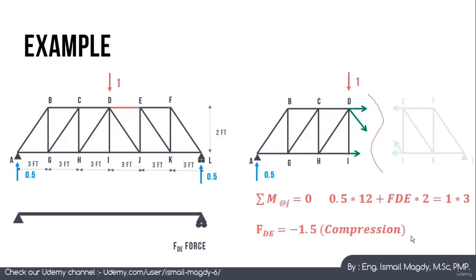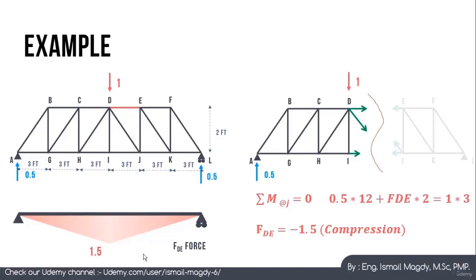This makes sense. It means that the force is compression, and this makes sense because it is in the upper chord of the truss, and we know that if we have a vertical downward load here, the upper chord is going to have compression forces and the lower chord is going to have tension forces. So at this point in the middle, we are going to have 1.5 on the influence line for member DE, and it keeps decreasing until it reaches 0 here and 0 here. This is the simplest method to draw the influence line for trusses.